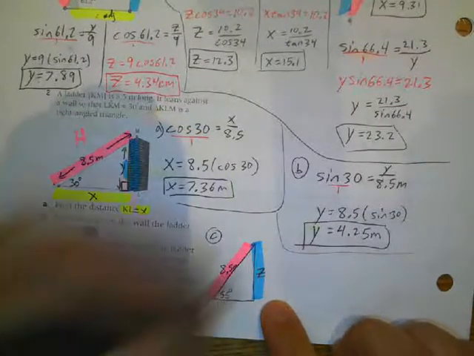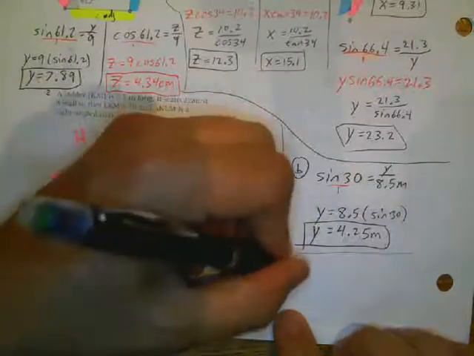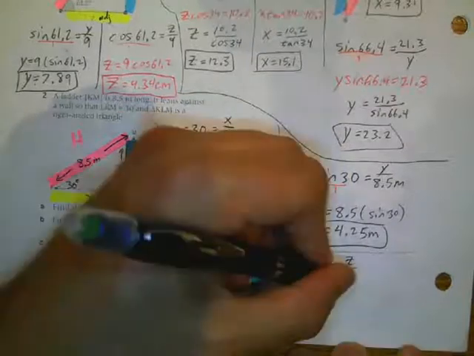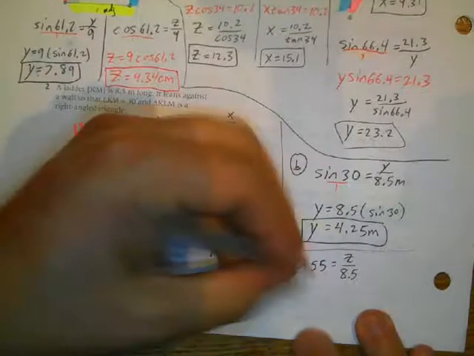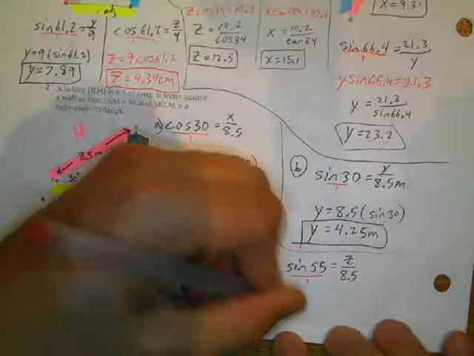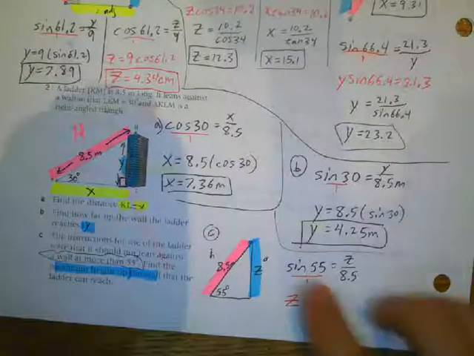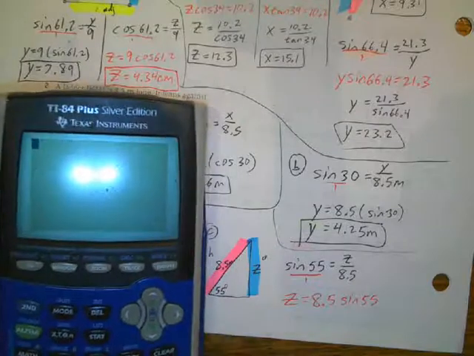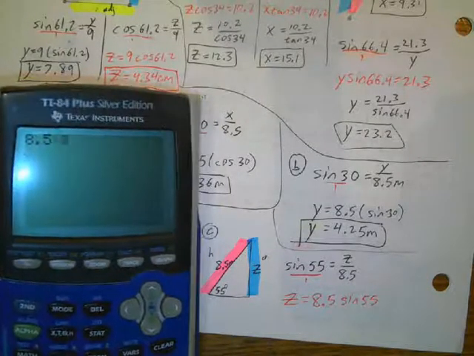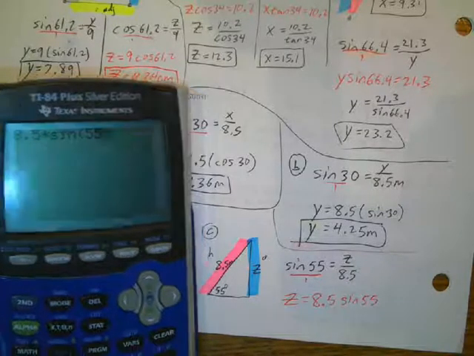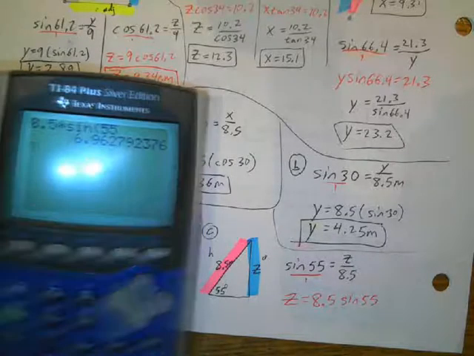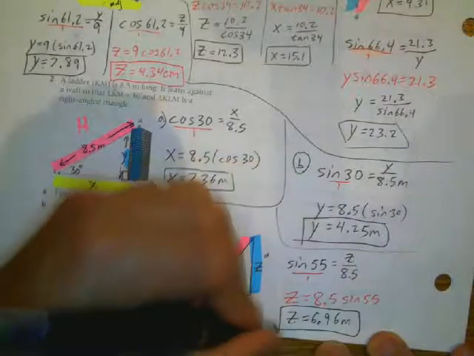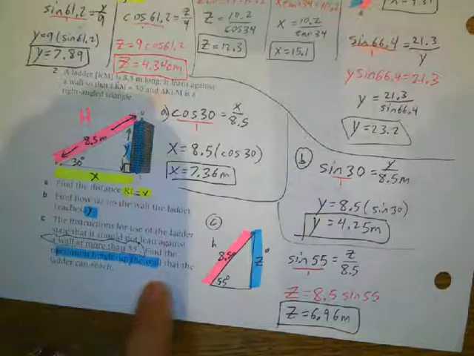Okay, so we've got opposite and the hypotenuse. So I'm going to use sine, which is sine 55 equals opposite, which is Z, over hypotenuse, which is 8.5. And then I could put this over 1 and cross multiply. I get 1 times Z equals 8.5 times sine 55. And then I can put that into the calculator. 8.5 times sine 55, and I get 6.96. So that is the maximum height you're going to climb up the wall. Alright, the next part will be done in the second video.